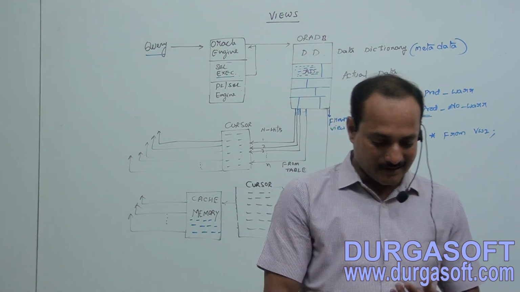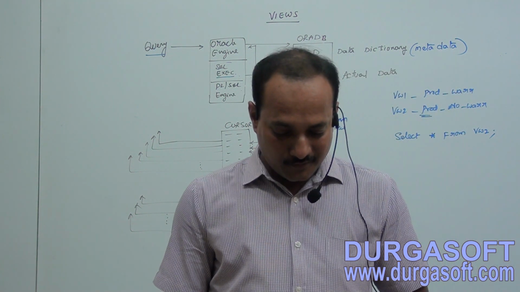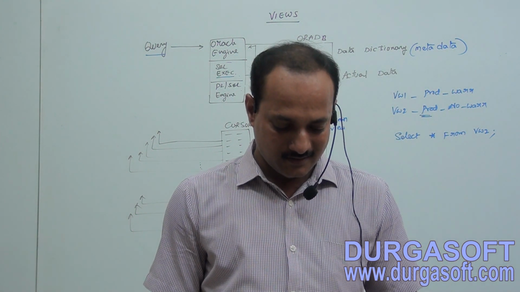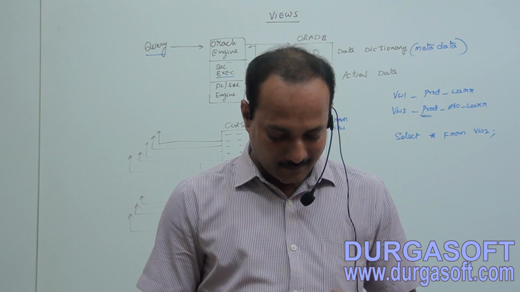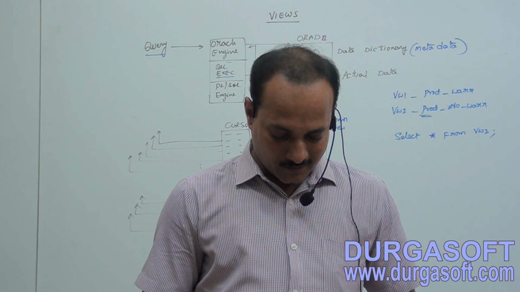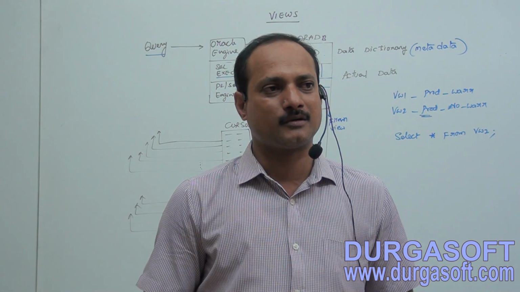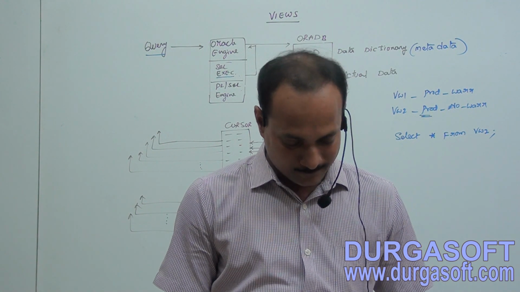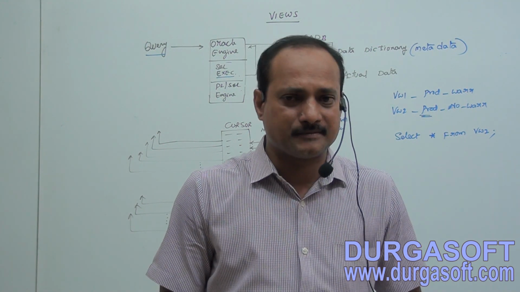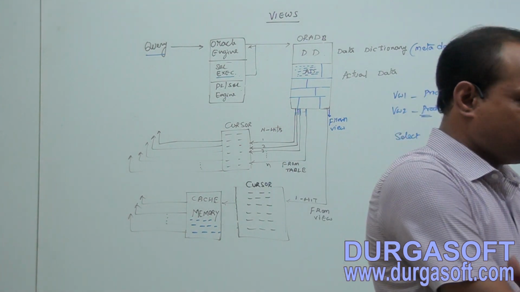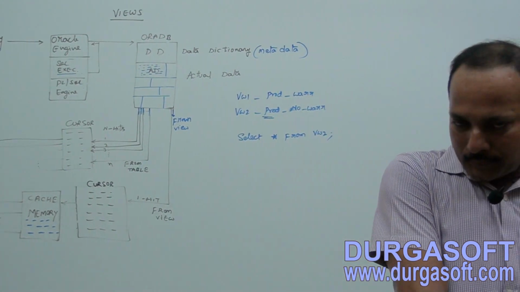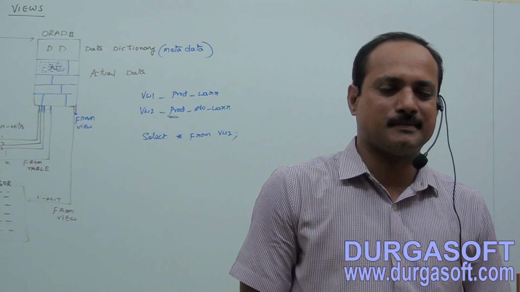So finally, what is the advantage of a view? A view will reduce the number of hits to the database. Got my point? A view is reducing the number of hits to the database, so database performance will be increased. Now, are there any other advantages of using a view?